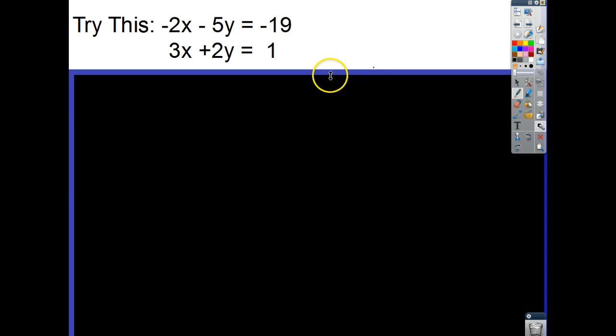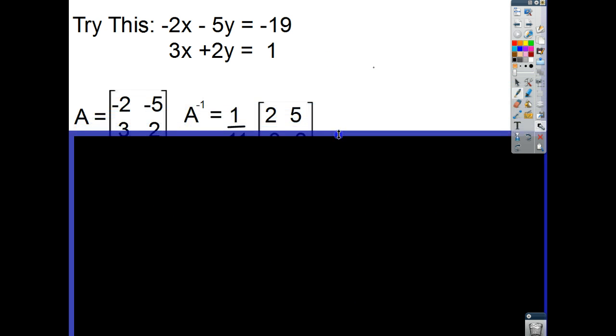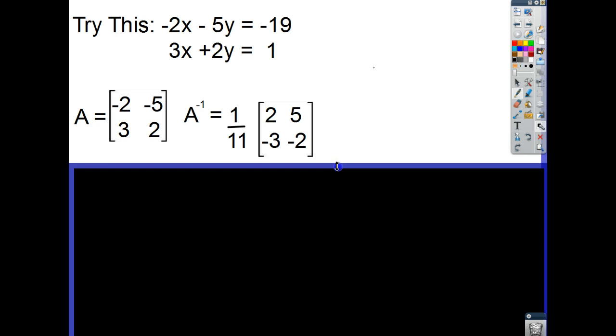All right, assuming you've had time to do that, we'll go ahead and unveil the first part of this. So clearly then the A is going to be -2, 3, -5, 2. And our first step is going to be to find the inverse of that. Well, we had to find the determinant of A, which was going to be the determinant of -2, 3, -5, 2.